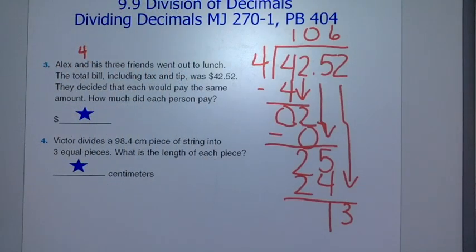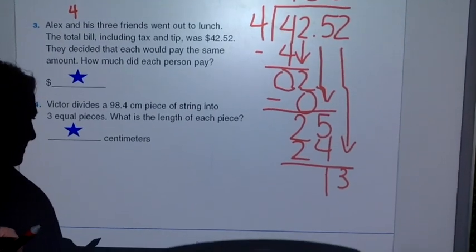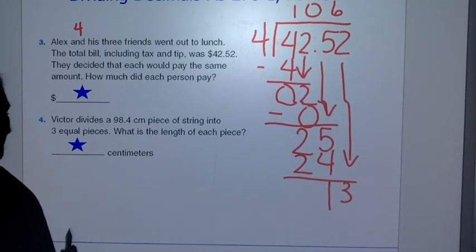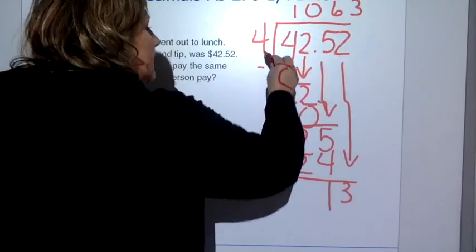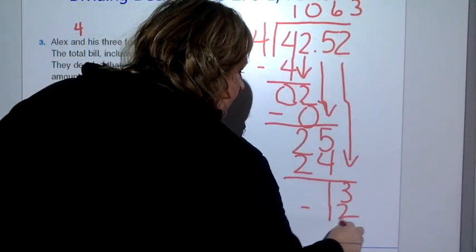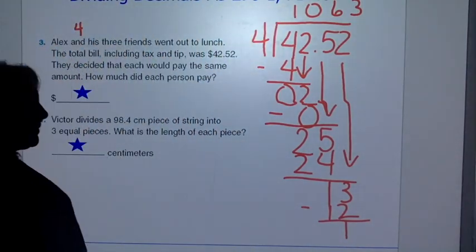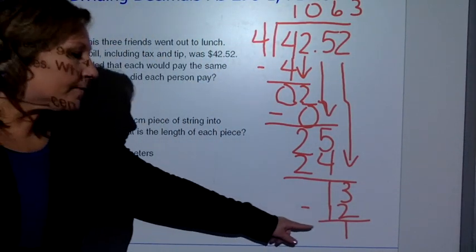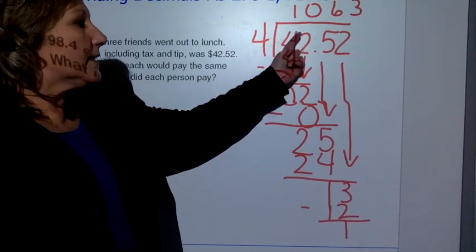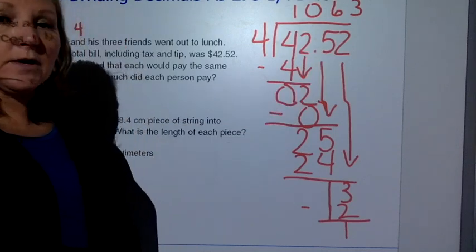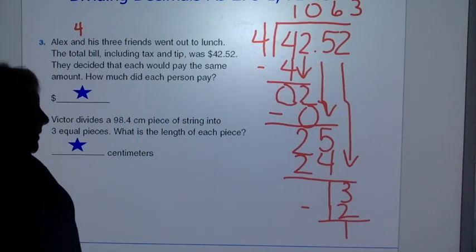I have 13 left. How many times can 4 go into 13? Well, I know that 4 times 5 is 20, so that's too much. Let's try 4 times 4. That's 16. That's too much. And 4 times 3 is 12. That would be perfect. So 4 times 3 is 12. We're going to subtract. Nothing to bring down. I see that my remainder is less than my divisor. I see that I have 4 numbers above my dividend, and my dividend also has 4 numbers, so that looks like we are finished.